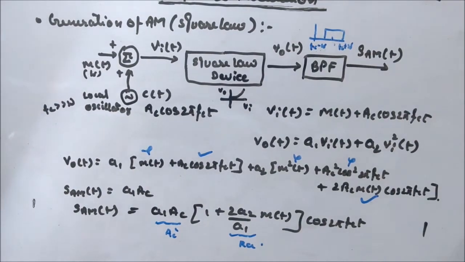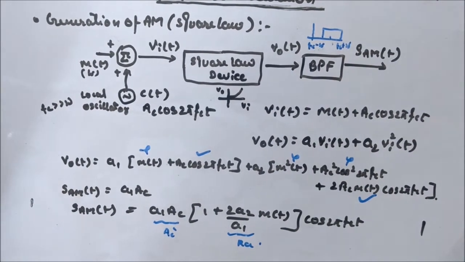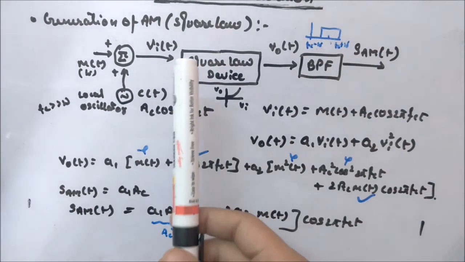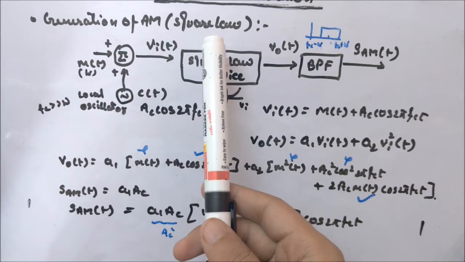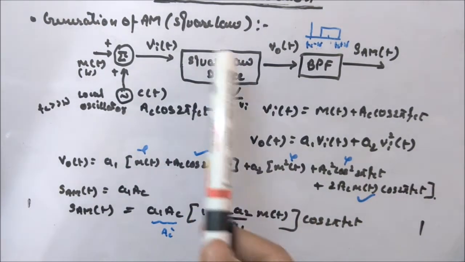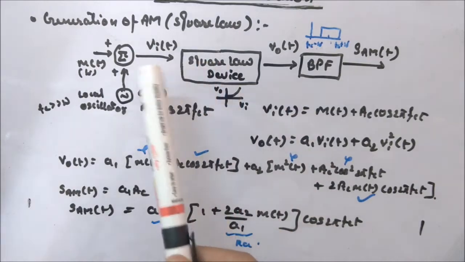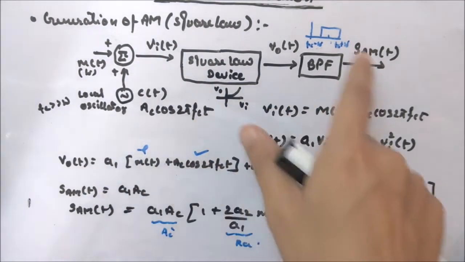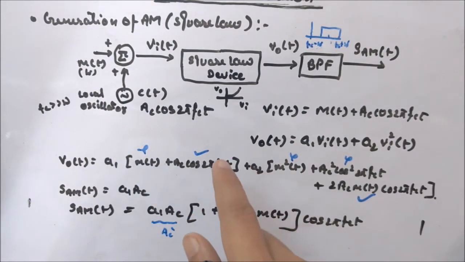Okay, so let's talk about the generation of AM signal, which uses a device called a square law modulator. It is a simple way of generating an AM signal. That is why we use this. So this is the block diagram of a square law modulator.